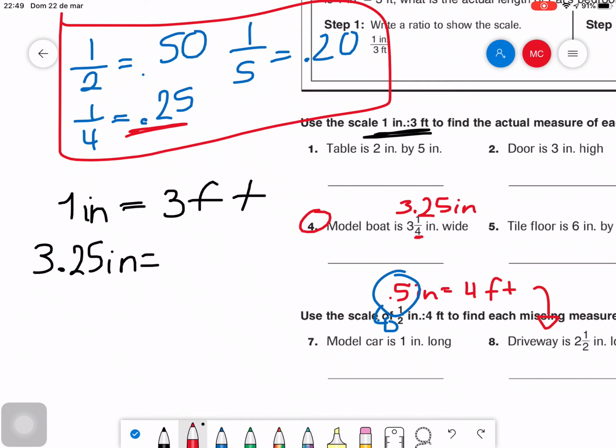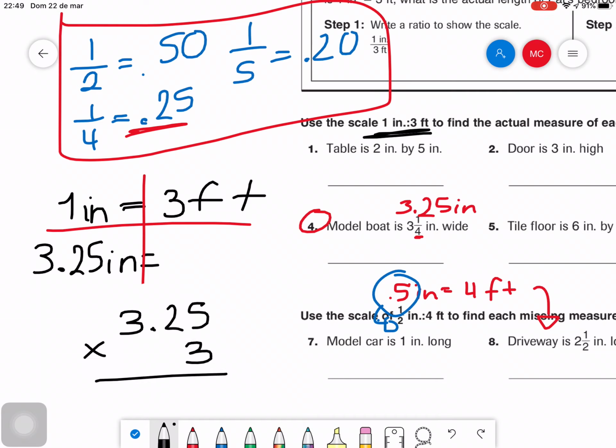And then I start multiplying. I do the rule of 3, or I just use my logic and I multiply 3.25 inches times 3, and then I do the process, okay? So 3 times 5 is 15, 3 times 2 is 6, plus 1 is 7, 3 times 3 is 9, and how many decimals did I have? 2. 1, 2. So it will be 9.75 feet, and you are done, okay? I don't know if it's kind of clear. If you still have doubts, please let me know.